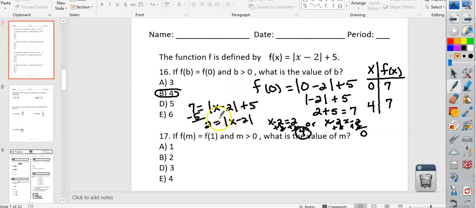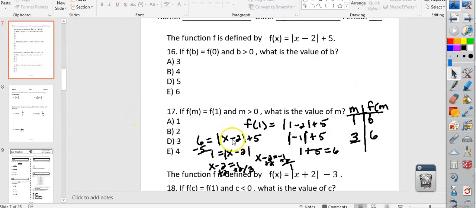So stop the video and go ahead and work number 17. Here is the answer to 17. So the first step, we're still using this equation, is to plug in a 1 where you see an x, so 1 minus 2, and then plus 5. 1 minus 2 is in the absolute value bars, so you get a -1, but the absolute value of -1 is 1. So 1 plus 5 is 6. So we now know that when you plug in a 1, you're going to get a 6.